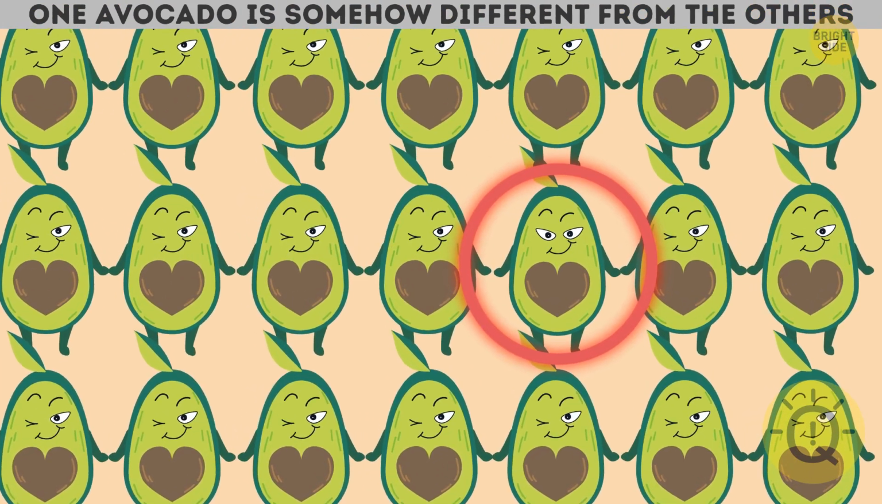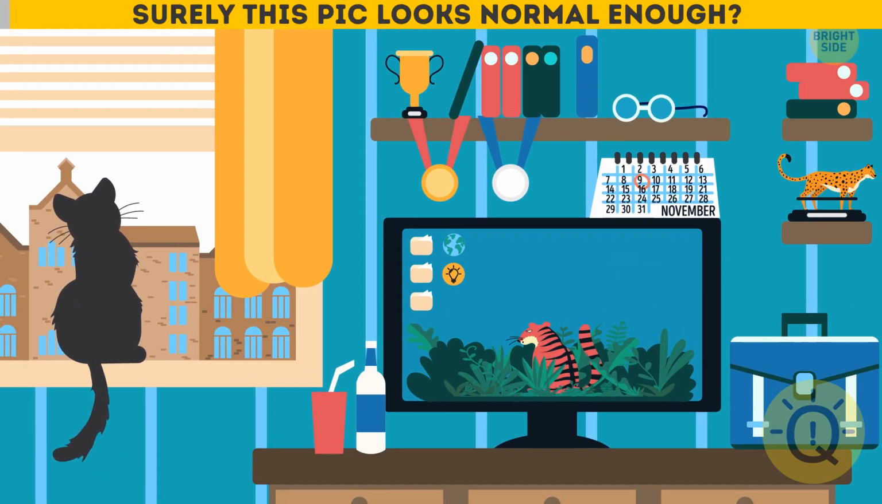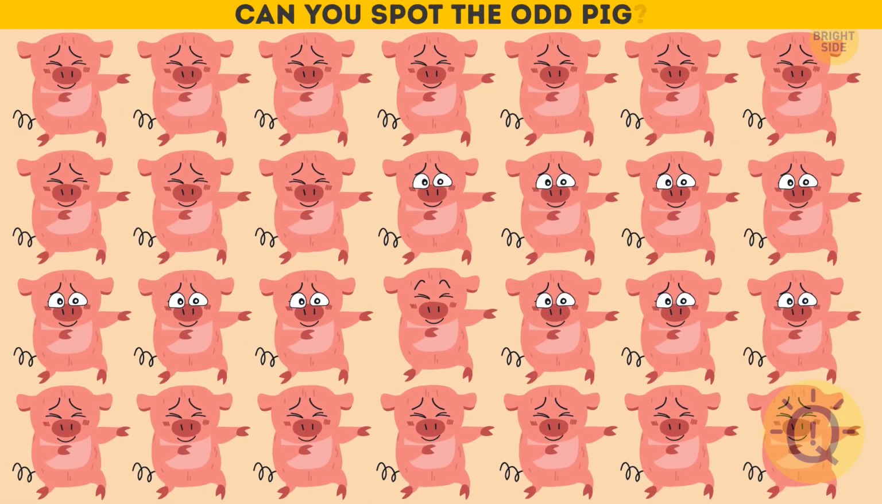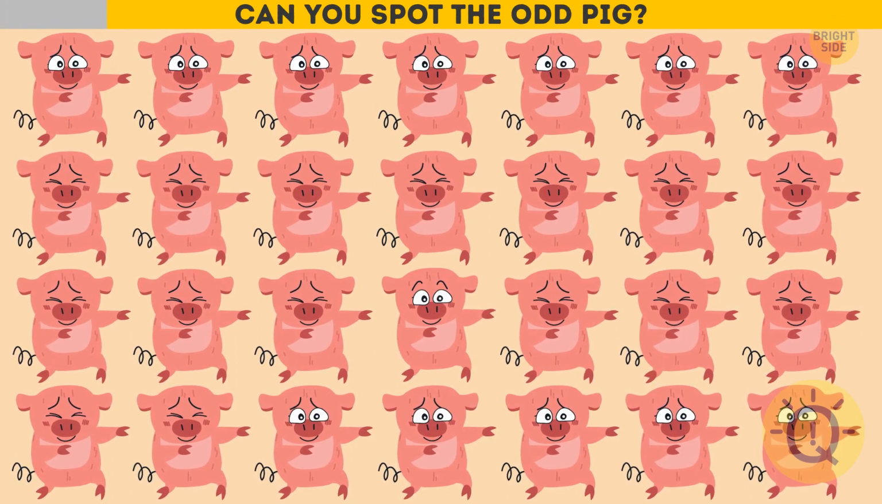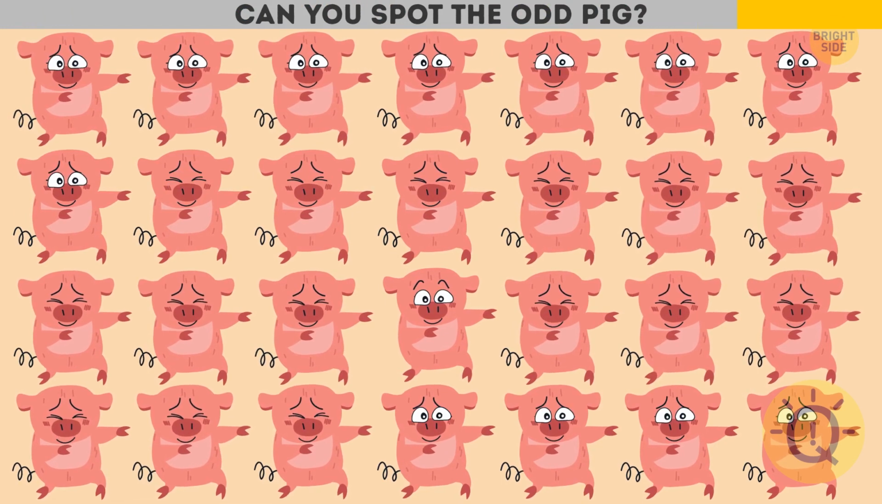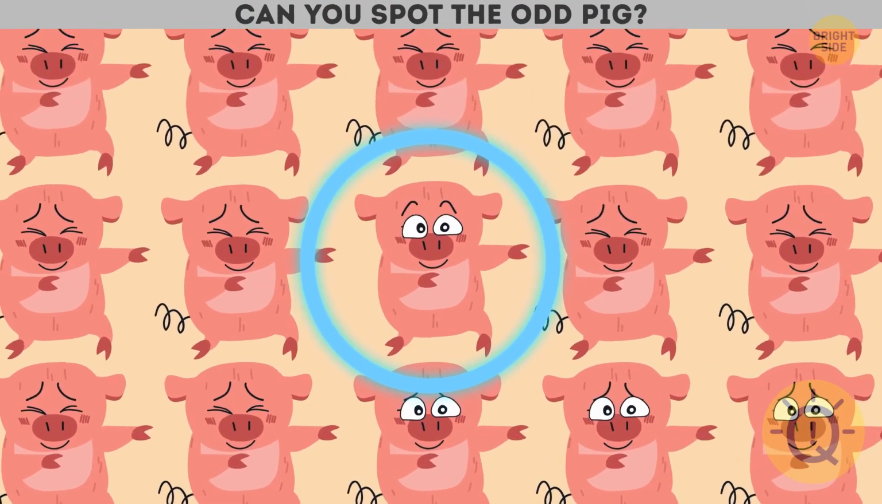Right you are. It's this cute one. Surely this pic looks normal enough. No. Look at the calendar hanging on the wall. Number 22. Can you spot the odd pig? It's the one in the middle. It seems to have lost its tail.